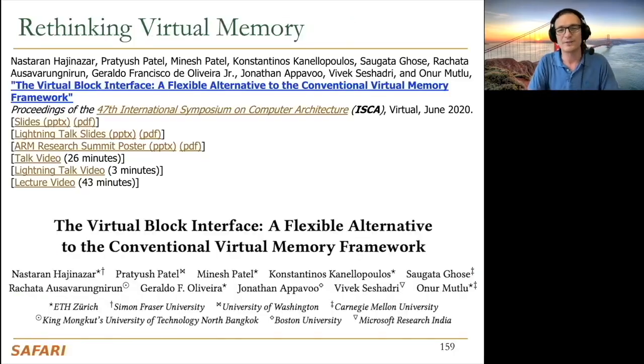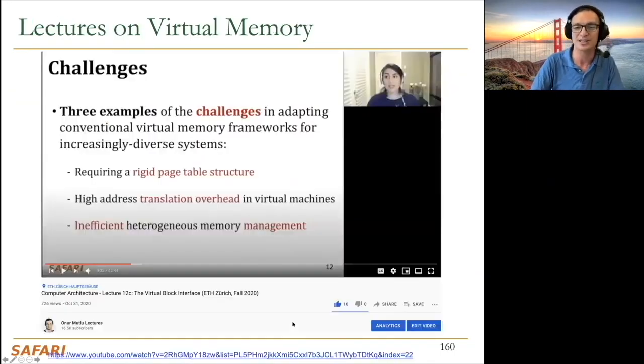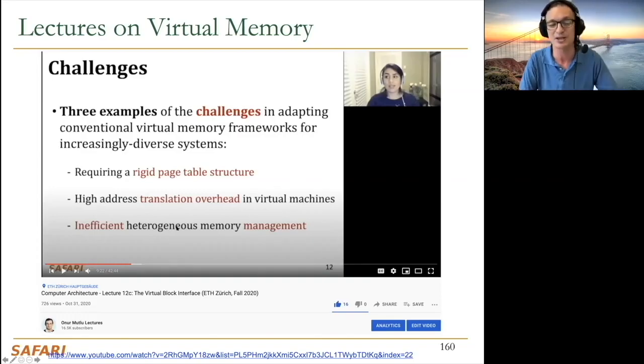Okay, so if you want to learn more about rethinking virtual memory, we do a lot of that in my research group. This is one of the papers that we wrote last year that rethinks virtual memory from different perspectives. You can also watch a lecture related to it. It tries to solve the rigid page table structure problems, translation overheads, which we have discussed many times, and heterogeneous memory management. But if you're interested, we're not going to cover it. You can take the future lectures or also read the paper.